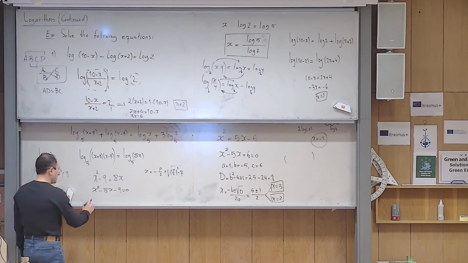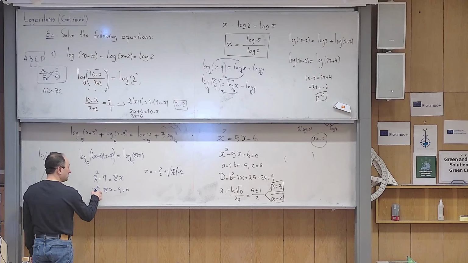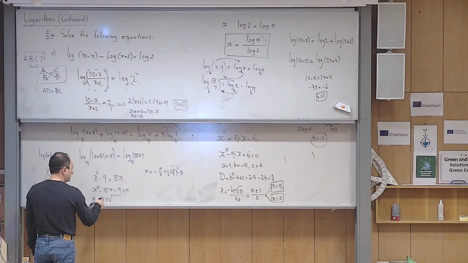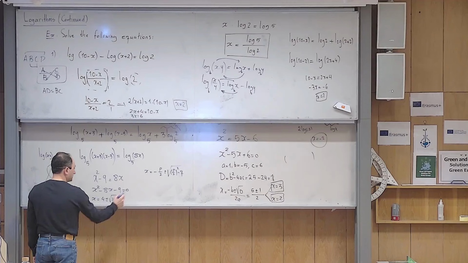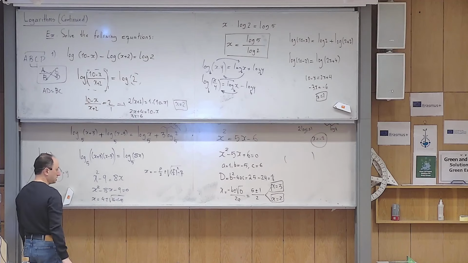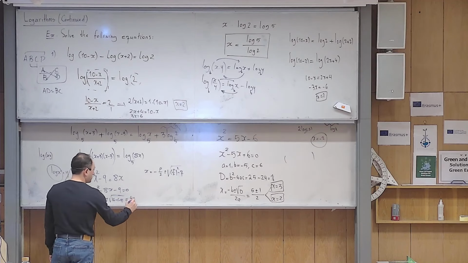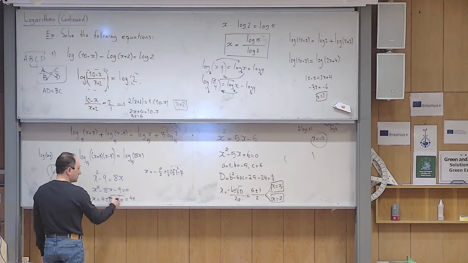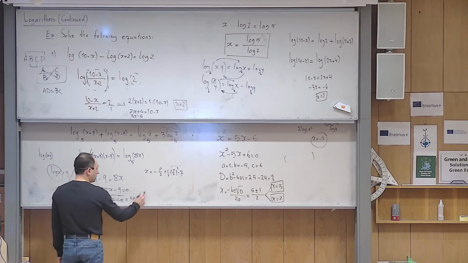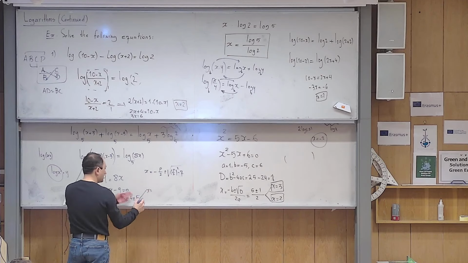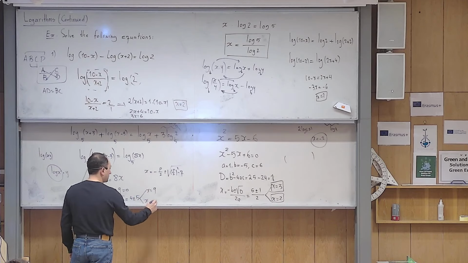So it becomes what? X is minus P, which is 8 divided by 2 is 4, plus or minus the square root of 4 to power 2, 16, minus Q. Sorry, Q is minus 9. So it becomes 4 plus or minus the square root of 25. The square root of 25 is 5. So we get two answers, as Hasbulat said. So it is 9 and minus 1.